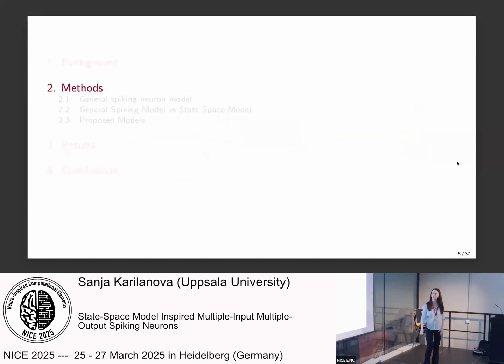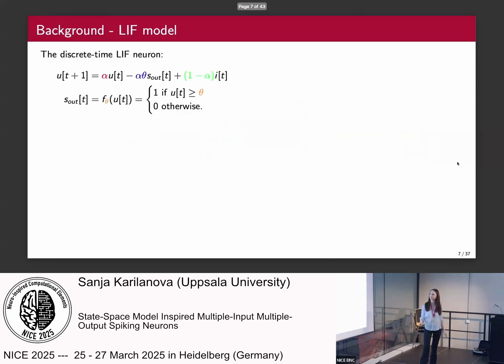Next, I'll talk about methods. First, I'll start by talking about a general spiking neuron model. Then I will compare it to a state-space model. And finally, this will hopefully pave the way for me to introduce the proposed models.